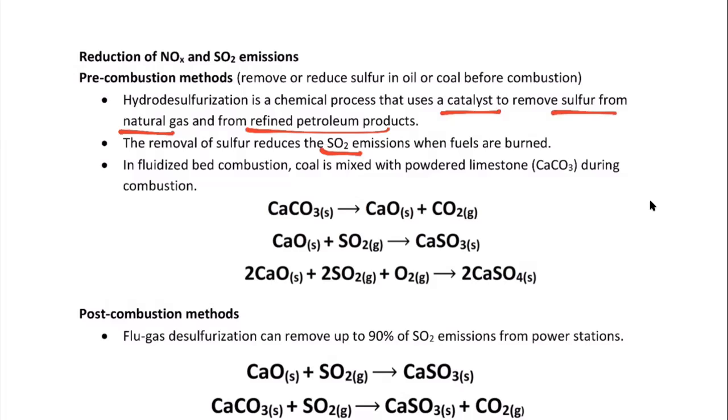So what they do is they take coal and mix it with powdered limestone during combustion. This is powdered limestone. It'll create calcium oxide and carbon dioxide gas. The calcium oxide then will react with any sulfur dioxide to make calcium sulfate. If you have extra oxygen, the calcium oxide will react with sulfur dioxide and extra oxygen to make calcium sulfate, and neither of those is going to do any damage like the sulfuric acid or sulfurous acid would.